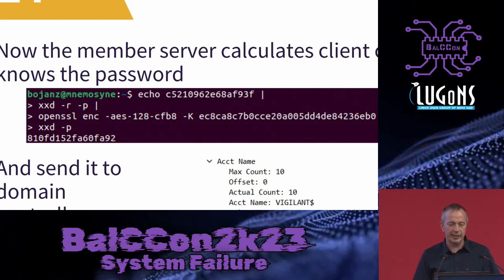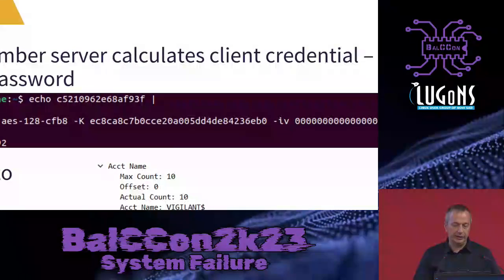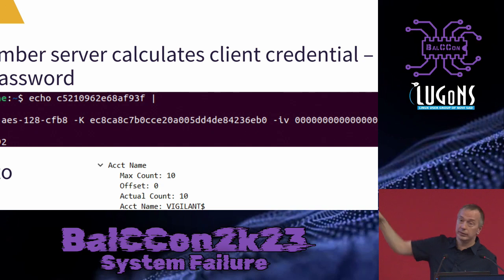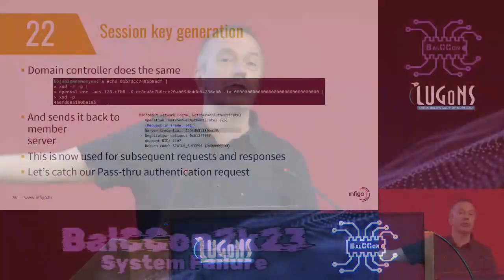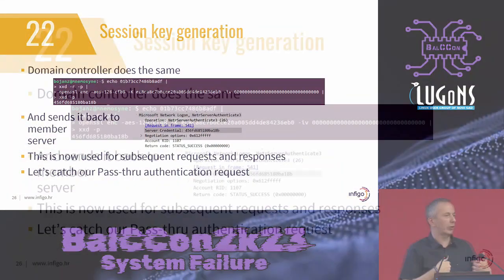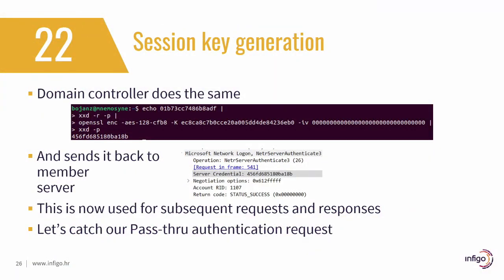So what I'm doing here is I'm encrypting the challenge with the key, which is the session key, and my IV, which is just zeros, right? I send it to domain controller. Domain controller does the same, sends encrypted data back to me. I can decrypt it because I know the session key. The domain controller can decrypt it because it knows the session key.